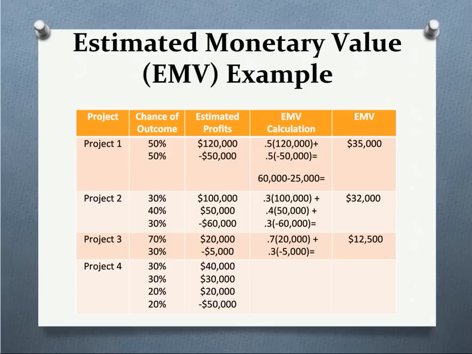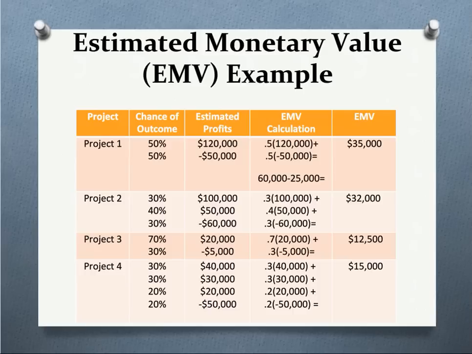Next, we have project 3 with a really high probability of a lower profit. 0.7 times 20,000 added to a possible loss of 5,000 at 0.3, giving us an EMV of 12,500.